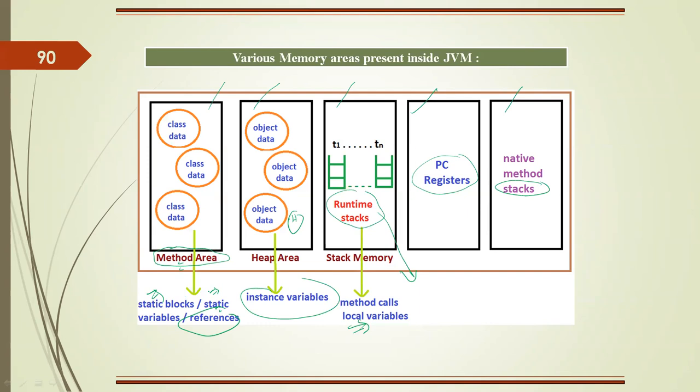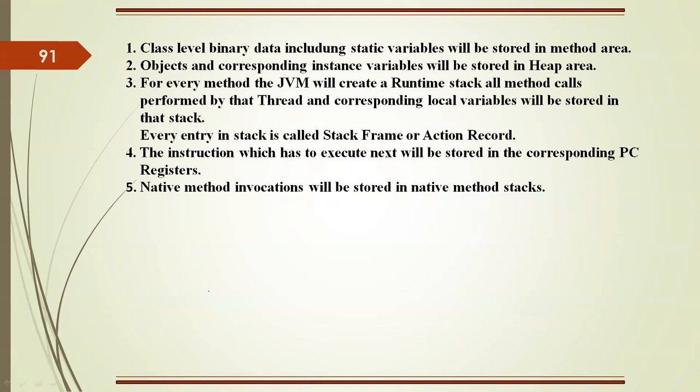Maybe an interviewer will ask about JVM memory; you can say five types of memory are there. First is the method area, then heap area, stack memory, PC register, and native method area. What is the use of heap memory? Heap memory stores the instance variables. What is the use of the method area? To store the static block, static variables, and reference variables. What is the use of the stack? To store the method calls and local variables. Class level binary data, including static variables, will be stored in the method area.